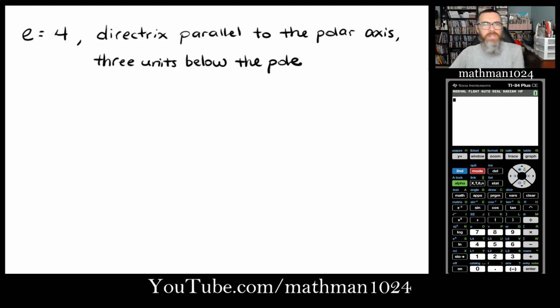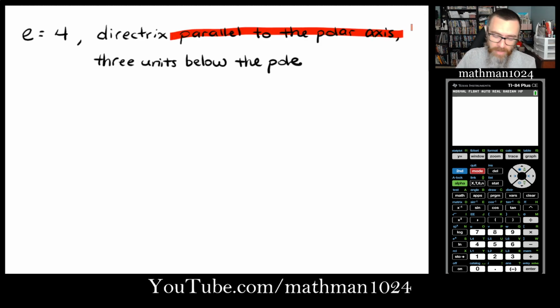All right, let's take a look at this example where we want to come up with a polar equation for the conic section that is described. So right away, we see that we want to be parallel to the polar axis. That means that we are dealing with something that involves sine of theta, right? And we also see this part right here where we need to be 3 units below the pole, which indicates that the p-value is going to be 3.